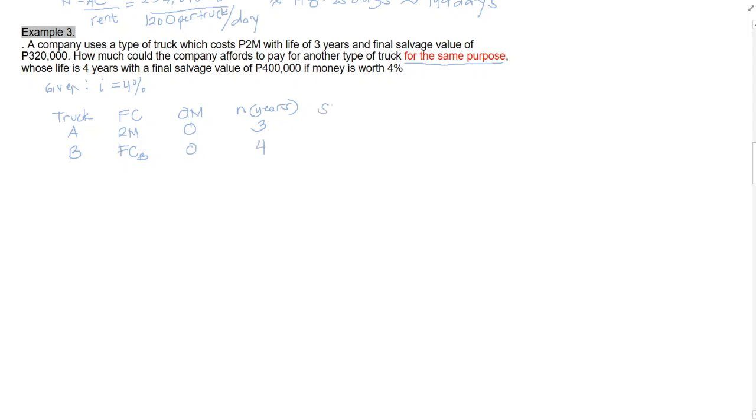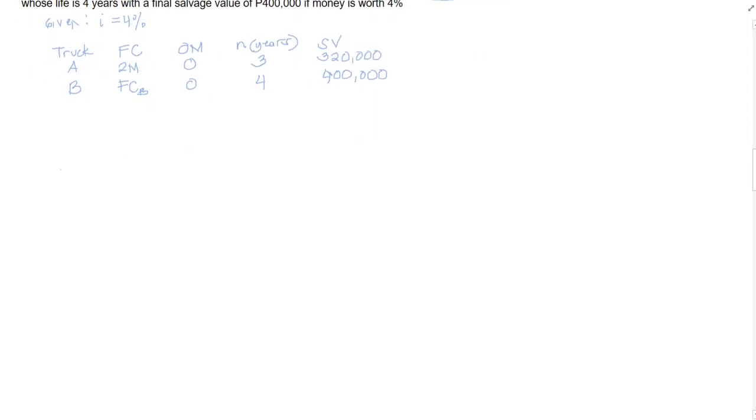Okay, so for the salvage value, that is the trade-in value, it is mentioned that your truck A has a salvage value of 320,000, and for truck B, that is 400,000. Okay, so for our requirement, we are asked to find the first cost of the second truck.